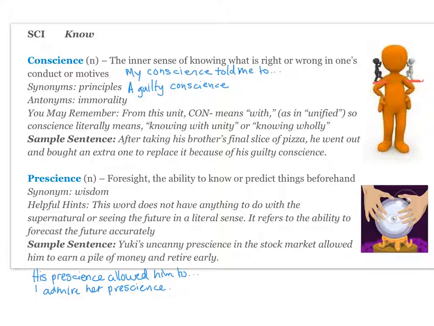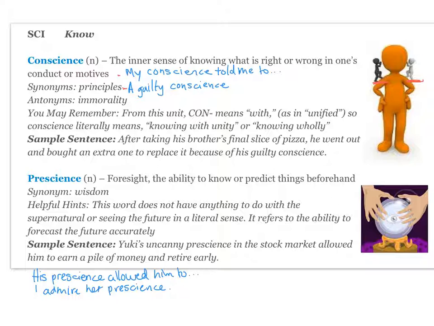Ways that you use that, I just wrote here, would be: my conscience told me to do the right thing. My conscience told me not to steal that. My conscience told me I needed to tell the truth. And you can also have a guilty conscience. So if you know you've done something wrong, that inner sense of right and wrong is saying, oh, I shouldn't have done that.